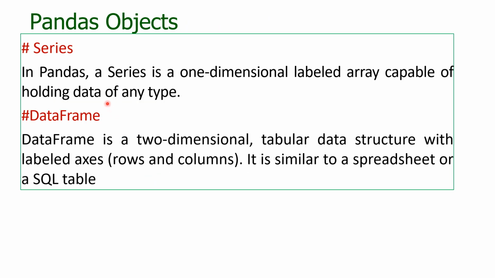Now let us see the two important Pandas objects, which include series and data frame. In Pandas, a series is a one-dimensional labeled array capable of holding data of any data type. And a data frame is a two-dimensional tabular data structure with labeled axes, which includes the labels of rows as well as columns. It is similar to a spreadsheet or an SQL table. So you can consider a series as a one-dimensional array and a data frame as a two-dimensional array, both of which have indexing as well as column labels.